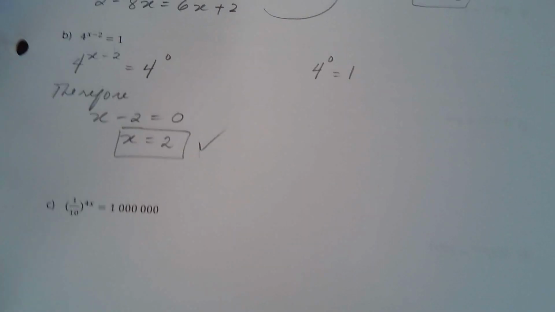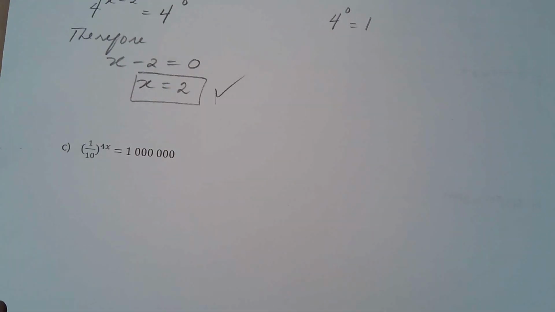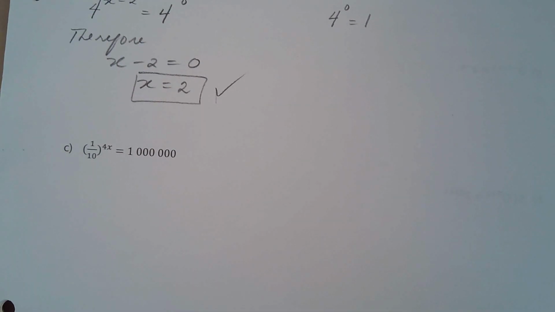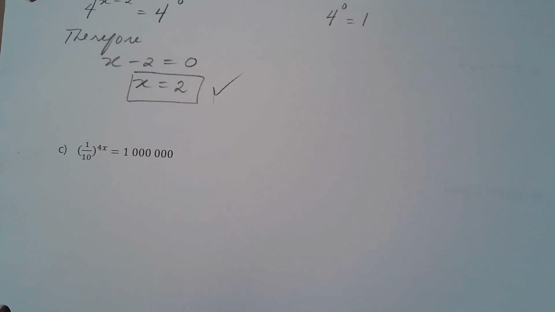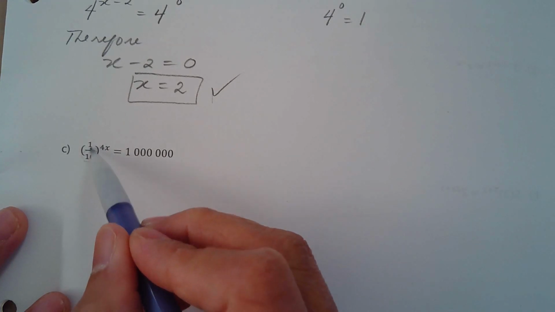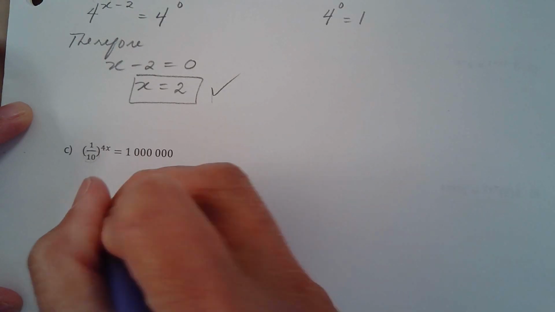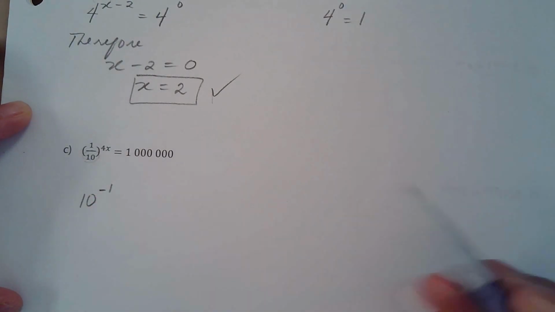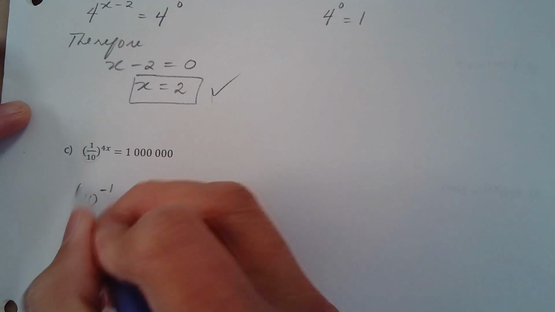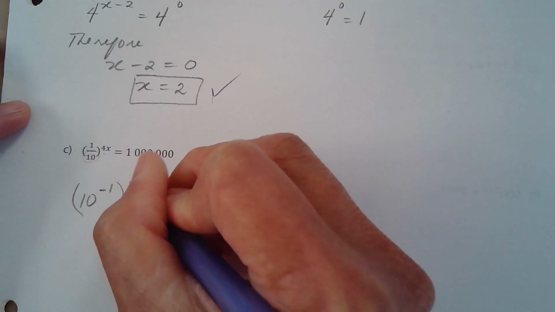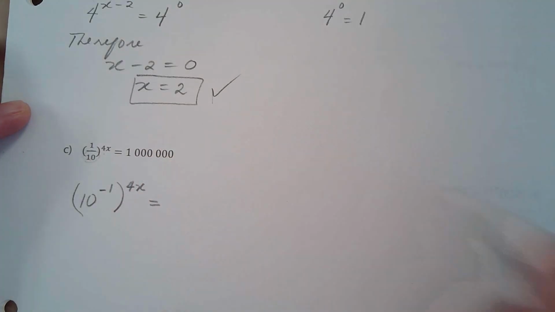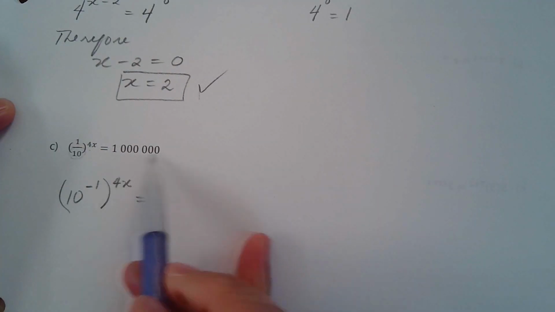This one. What we're going to do is, how can we make them the same base? We're going to use the base 10. But in this one, the 10 is in the denominator. It's been reciprocated. And to deal with the reciprocal, this is the same thing as 10 to the negative 1, because 10 to the negative 1 is 1/10, right? 10 to the negative 1 to the exponent 4x equals.